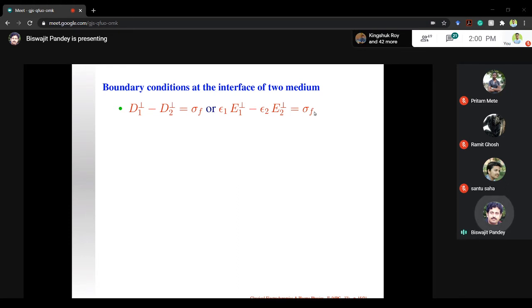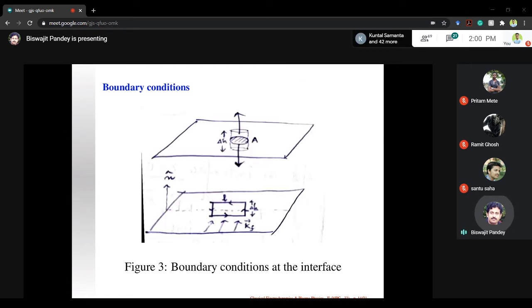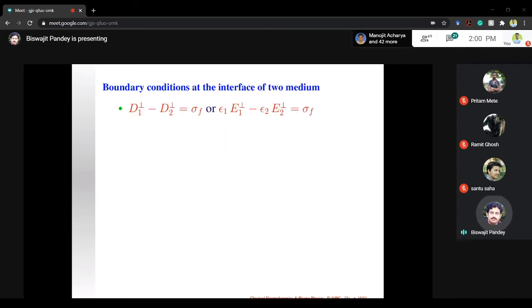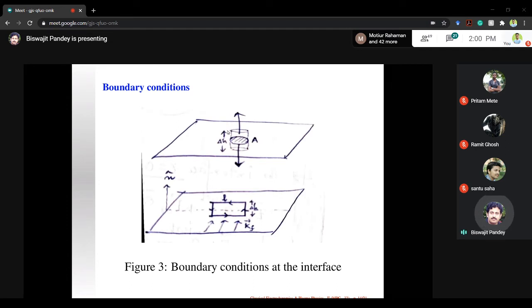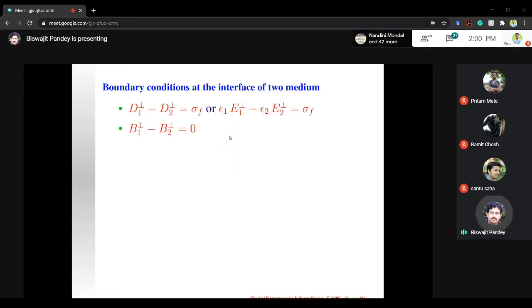And then if I apply the same thing for the magnetic field, if I take a cylindrical pillbox and apply the same idea, because there is no magnetic monopole in nature, we expect this to be zero. Again we can reduce the height of this pillbox to zero, so only the top surface and the bottom surface matter. The flux across the curved surface goes to zero. In the same manner, you can write B perpendicular 1 minus B perpendicular 2 equals 0.